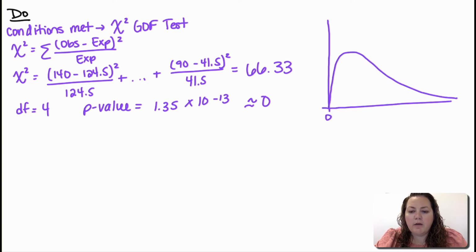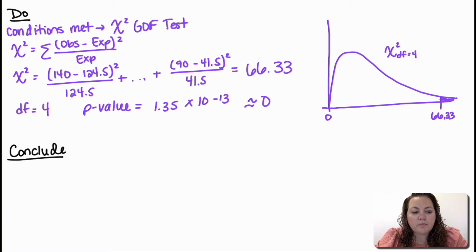Draw our picture. We're going to have a skewed right distribution. This is a chi-square distribution with 4 degrees of freedom. Remember, the smaller the degrees of freedom, the more skewed it is. We're going to 66, so there's not going to be a whole lot shaded, but it's okay.